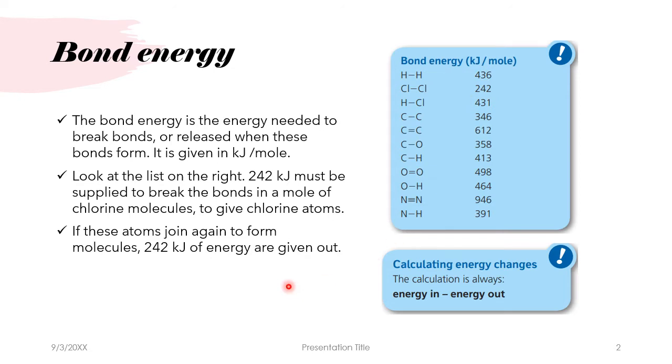Right, how to calculate the energy changes? Okay, this is the formula used. Energy in minus energy out. Ataupun kat sini energy in is endothermic lah, energy out is exothermic. So energy in ni bila untuk kita break the bond. Energy out ni bila kita nak form bonding.